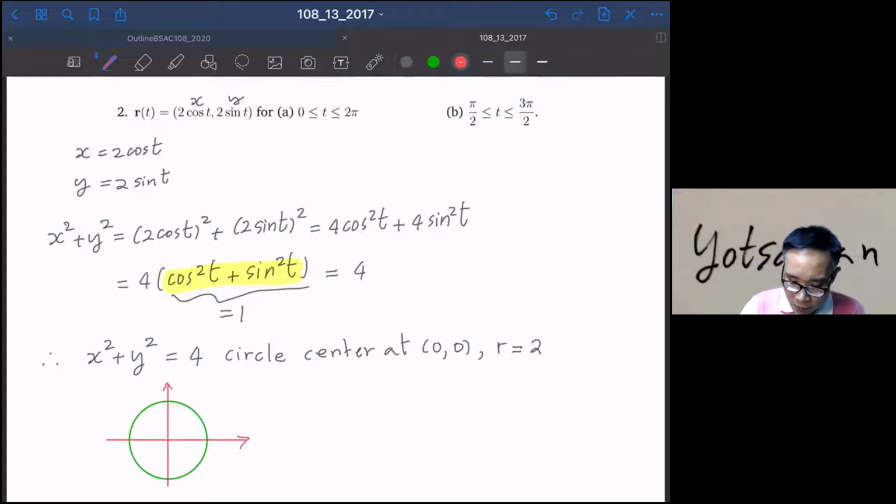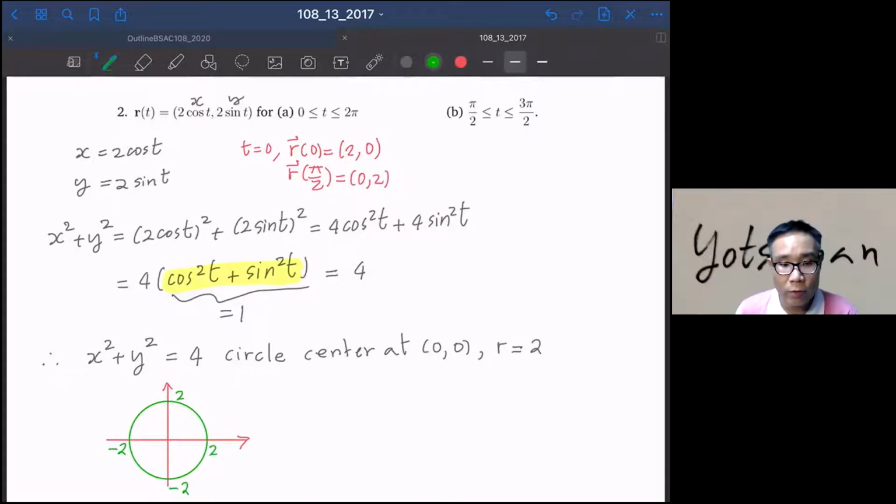For t equal to 0, you get r(0) equal to (2, 0). When you plug in t equal to 0, cos 0 equal to 1 and sin 0 equal to 0, so r(0) is (2, 0). Let's compute r(pi over 2). r(pi over 2) is going to be (0, 2). In this case, you get points (2, 0), (0, 2), (-2, 0), and (0, -2). So this is the circle of radius 2.